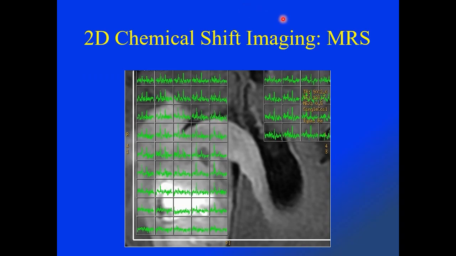This study demonstrates 2D MR spectroscopy, or chemical shift imaging, where one can generate multiple matrices of MR spectra through a whole region of a hemisphere to include the areas of pathology and also obtain data simultaneously from the contralateral hemisphere, where we can see normal concentration of NAA, which is the dominant peak here, with normal concentrations of creatine and choline.